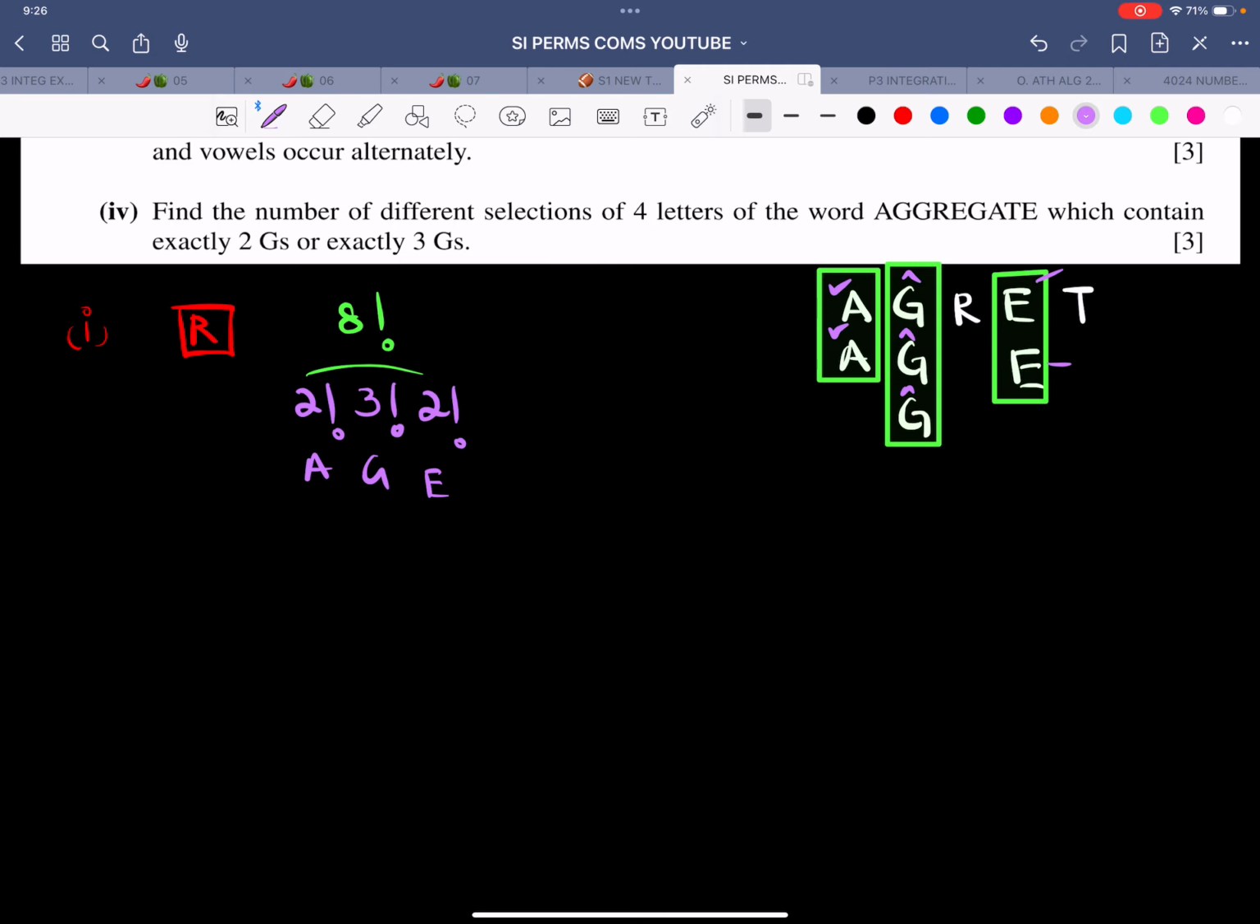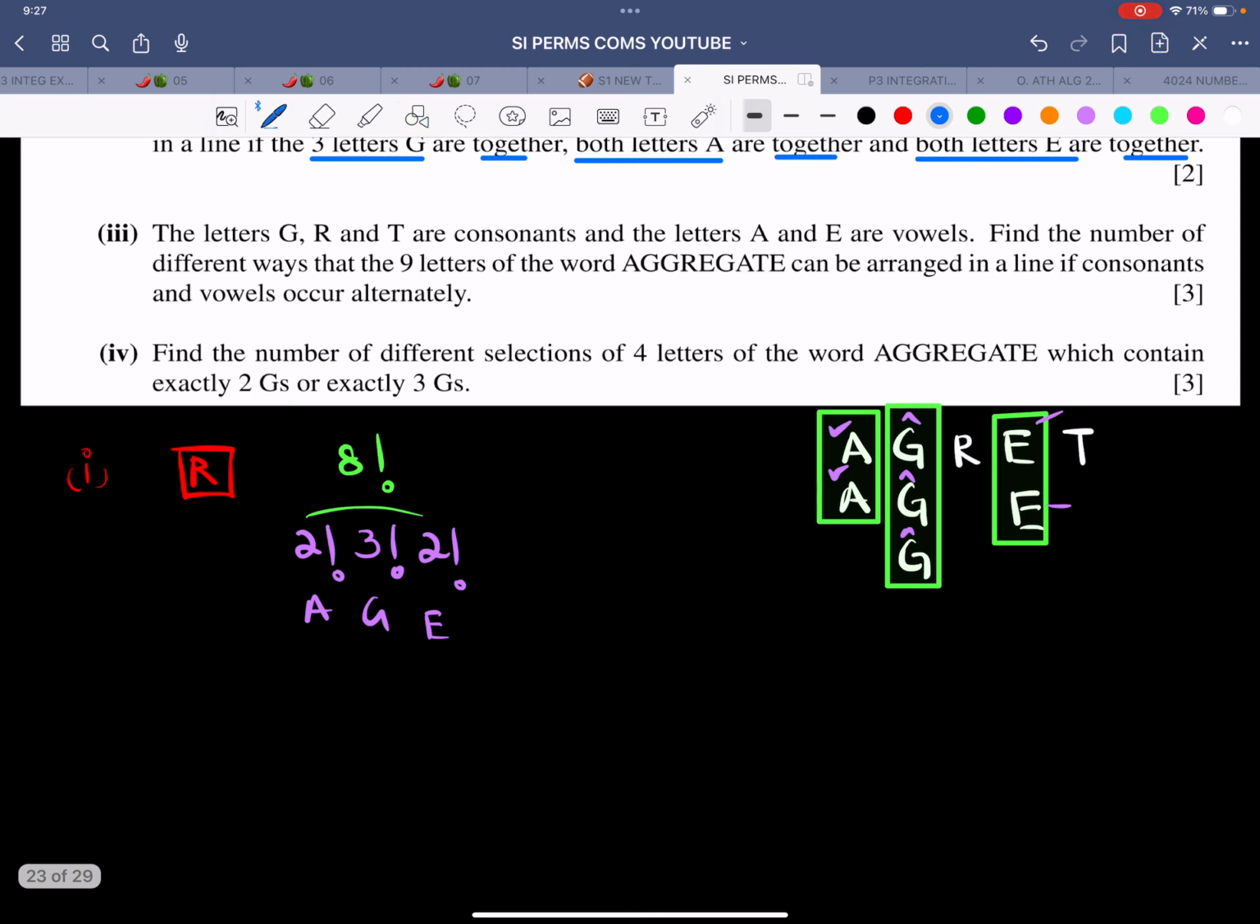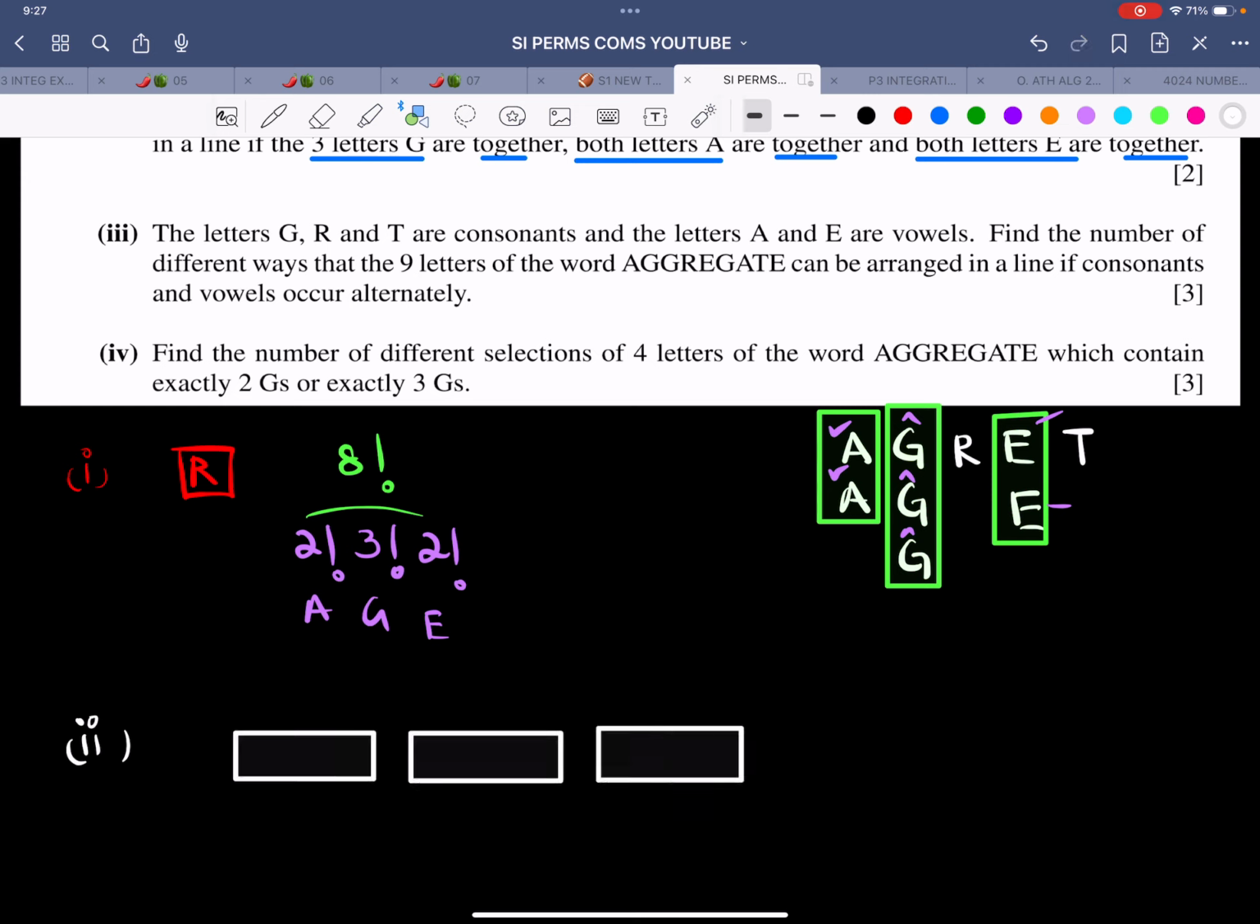Now the next part is this thing, that is find the number of different ways that 9 letters of the same word aggregate can be arranged in a line if the 3 G's are together, the 2 A's are together, the 2 E's are together. So the key word is together, together, together. Now first of all, I need 3 boxes. So that is the second part. Let me draw 3 boxes, nice rectangular boxes. That's the first one, that is the second one, that is the third one.